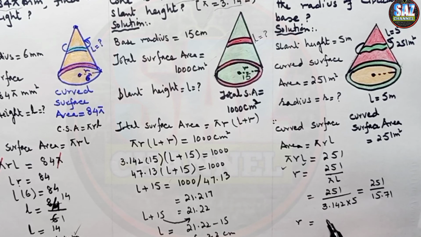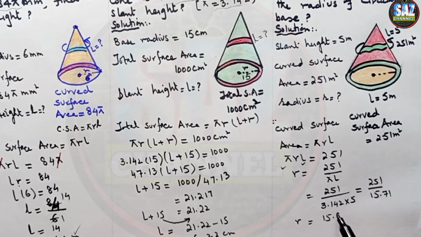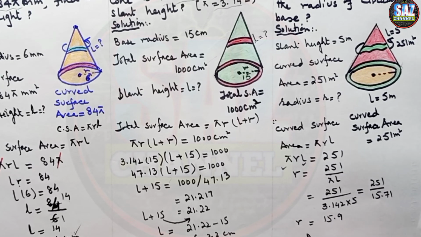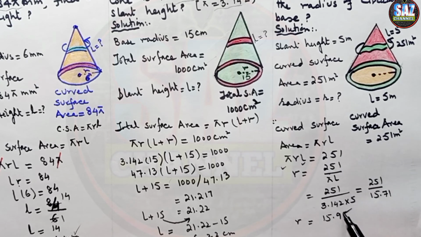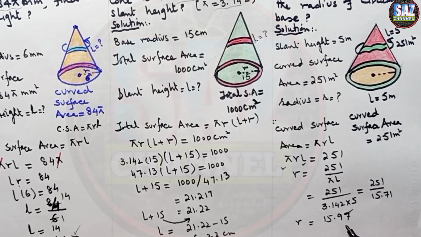radius equals 15.97, and as I have to give my answer to 3 significant figures, I will focus my attention on the 97. So the radius will become 16.0 meters to 3 significant figures. I hope you are clear about today's class.